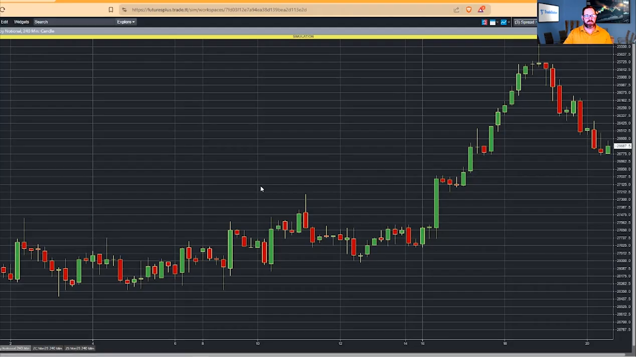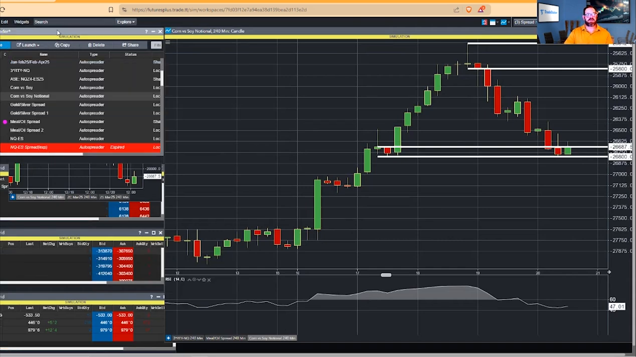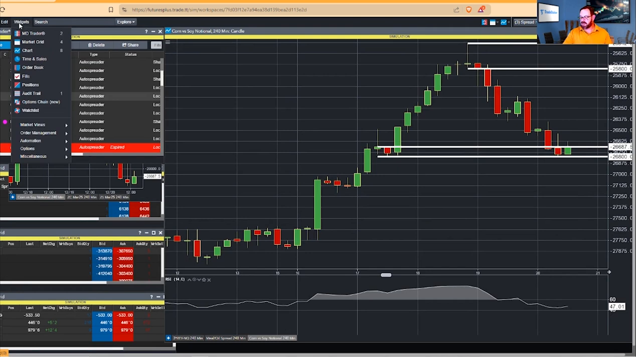I already did one where I brought up the spread, but let me show you how I got to that point. I talked a little bit about the auto spreader before. There are several different widgets that you can use to be able to trade, and one of them that I opened up was right here under automation, auto spreader. And that's what I have open right here.